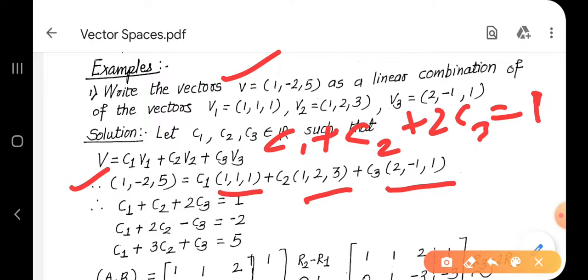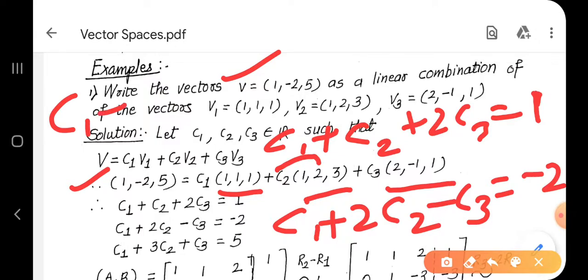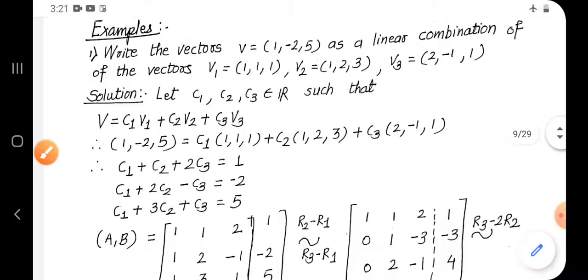Second, C1 plus 2C2, correct, this 2, minus C3 is equal to minus 2. Will you tell me the last equation? Yes, C1 plus 3C2 plus C3 is equal to 5. Understood? So these are the 3 equations there.